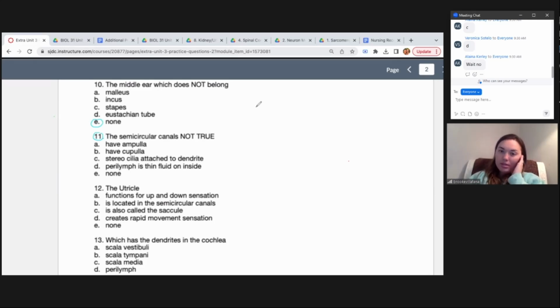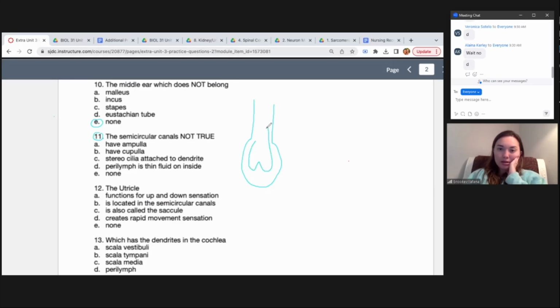So remember, our semicircular canals, they kind of look like this. The entire thing is called the ampulla. Inside the ampulla, there's another structure called the cupula. Cupula is like an additional area of cells to increase surface area. The stereocilia are the ones that depolarize in the semicircular canals.